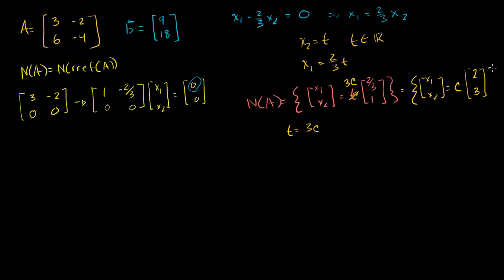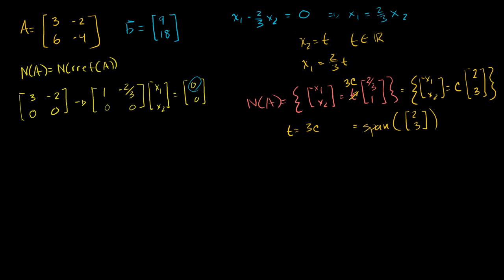And the whole reason why I did that is just to write the null space with a slightly simpler basis vector, the one that didn't have any fractions in it. So we could also write that the null space is equal to the span of the vector 2, 3. All of these statements are equivalent. So we figured out the null space.